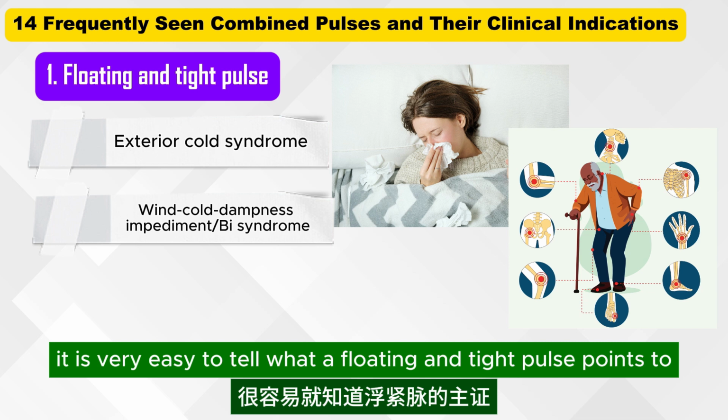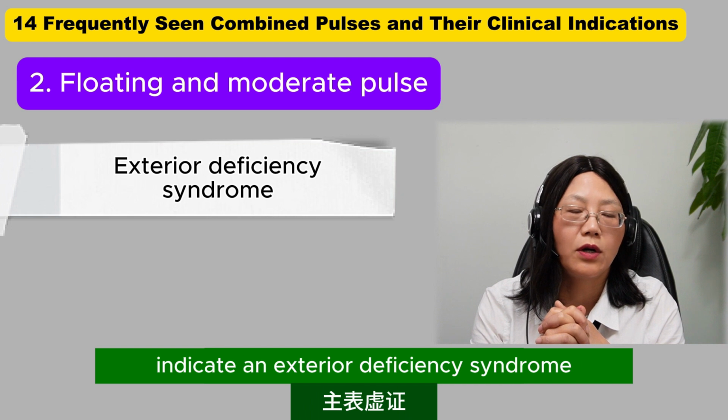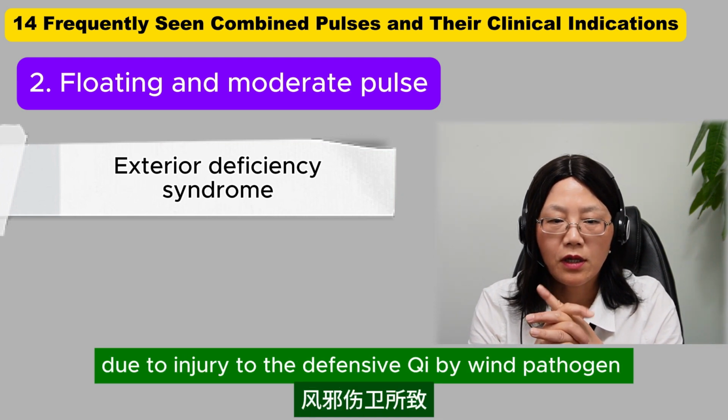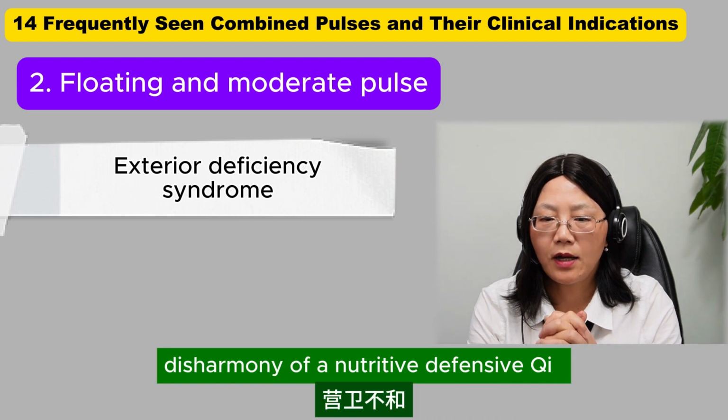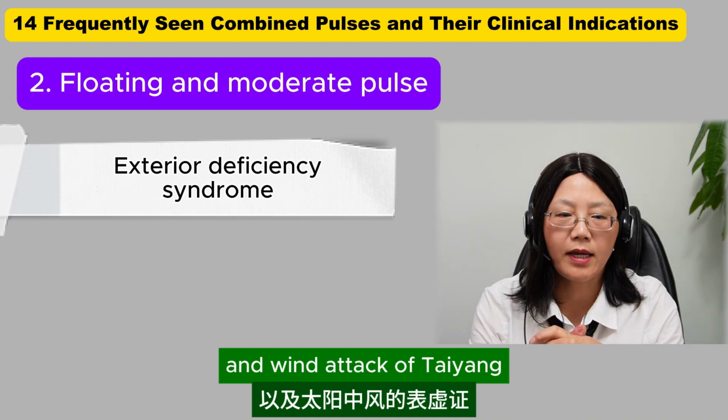When combining other accompanying signs and symptoms, it is very easy to tell what a floating and tight pulse points to. Floating and moderate pulse indicate exterior deficiency syndrome due to injury to the defensive qi by wind pathogen, disharmony of nutritive defensive qi, and the wind attack of Taiyang.